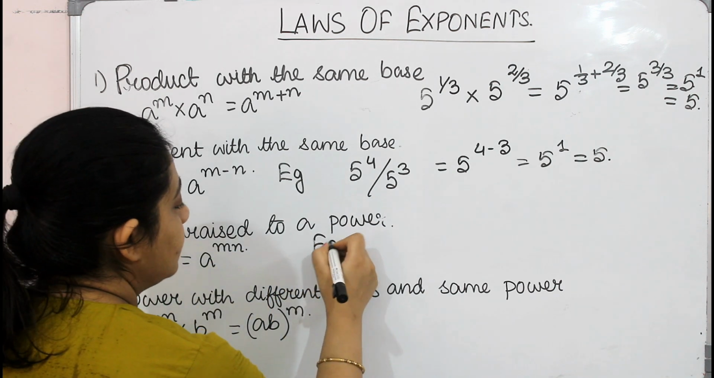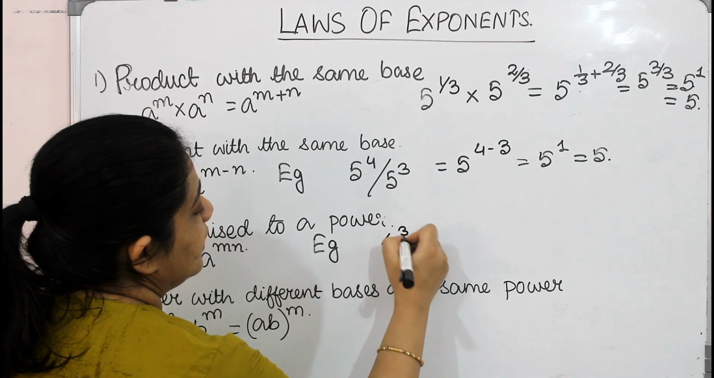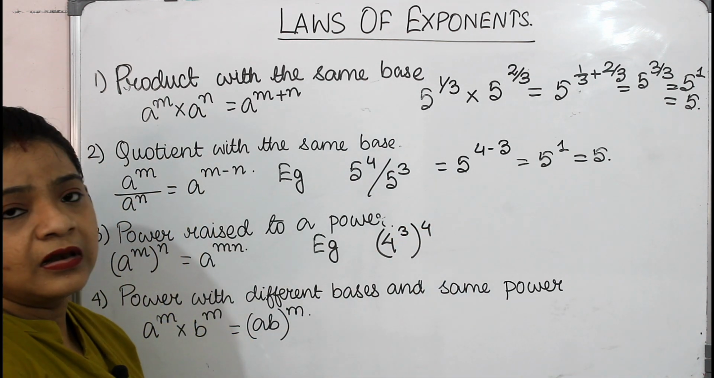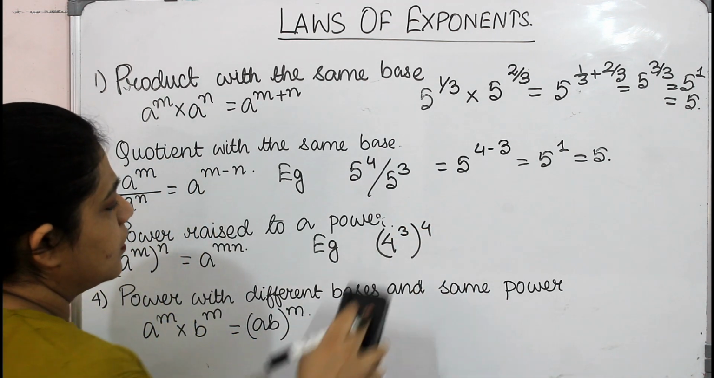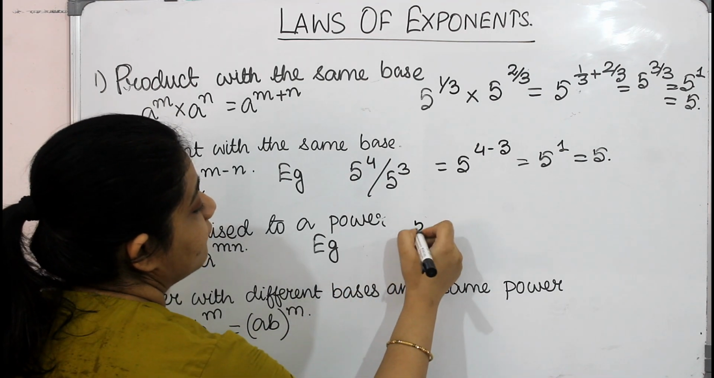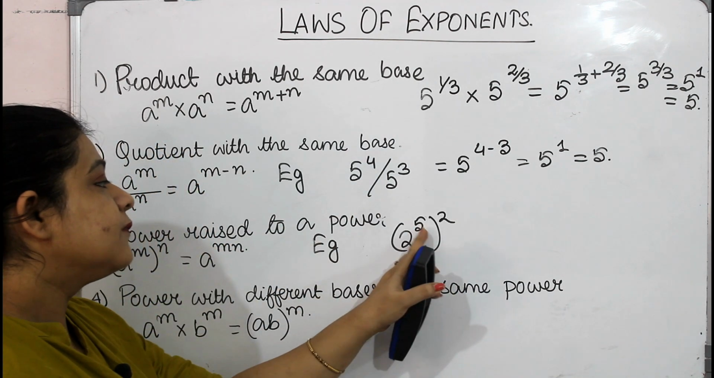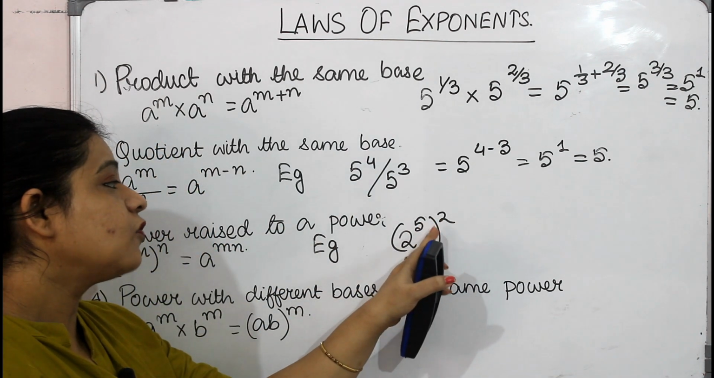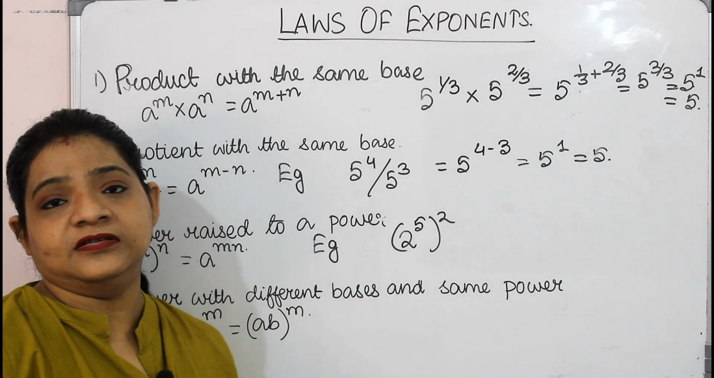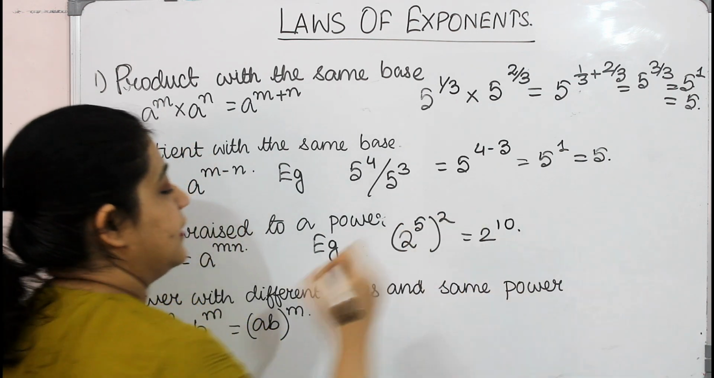For example, 4 to the power of 3, the whole to the power of 4, like this. Or a simple one, 2 to the power of 5, the whole to the power of 2. You will just multiply. 5 is a power, 2 is also a power, so you will simply multiply these two powers, and you get 2 to the power of 10.